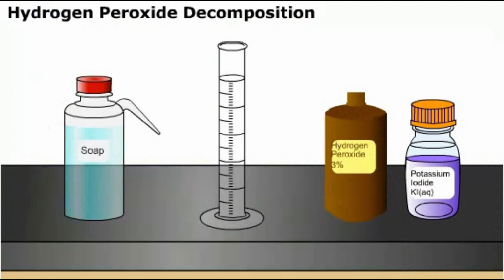Let's do an experiment to see how the catalyst works. Add some hydrogen peroxide and a little soap to a graduated cylinder by dragging them to the cylinder. Add the catalyst potassium iodide. Drag it to the graduated cylinder. See all the bubbles? They result from the oxygen produced in the reaction.